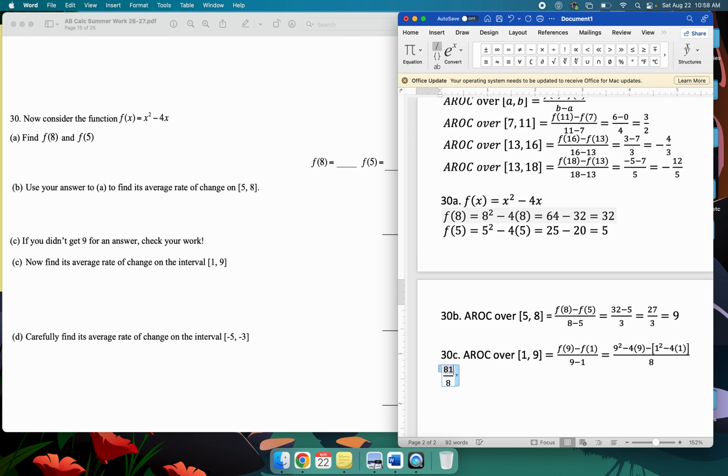So 9 squared, that's 81, minus 4 times 9 is 36, minus, let's figure out what that thing in brackets is. It's really just 1 minus 4, isn't it? So that's negative 3. So be careful with your double negatives here. 81 minus 36.